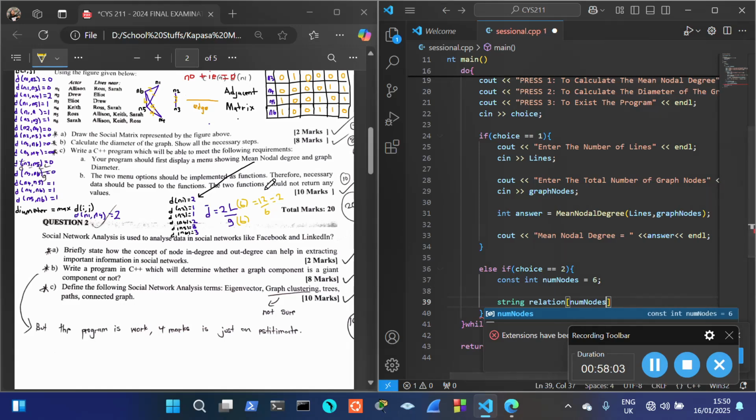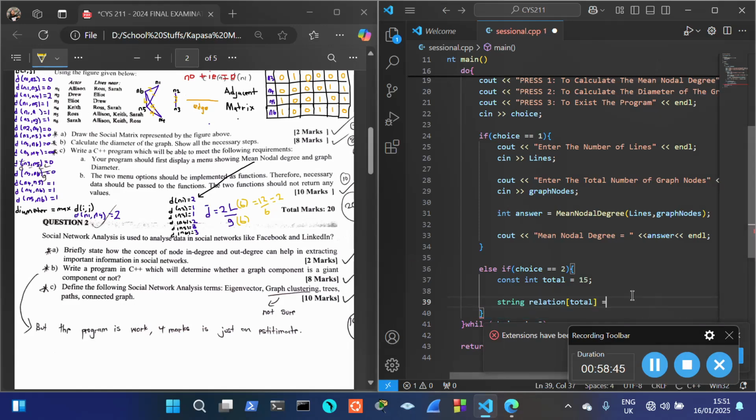Okay, so if I count, we have 1 2 3 4 5 6 7 8 9 10 11 12 13 14 15. We have 15 relations. So if we change this statement, let me just name it total. So we have a total of 15 things. These relations add up to a total of 15. These are relations, we want to store them in this string.